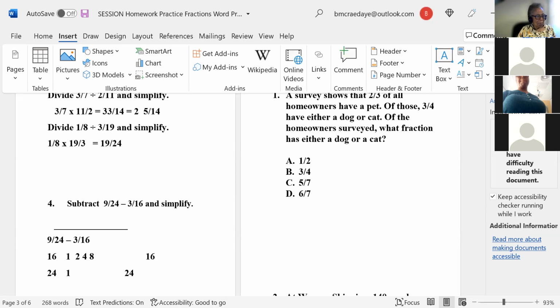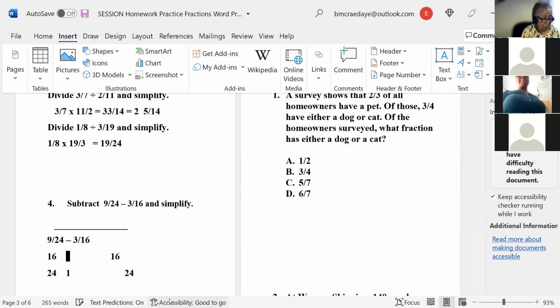We have 16 and 1 already. Actually, I didn't really want factors. I don't want factors, I want multiples. Sorry about that. When I'm trying to get the least common denominator, I want multiples. So let's start over here.